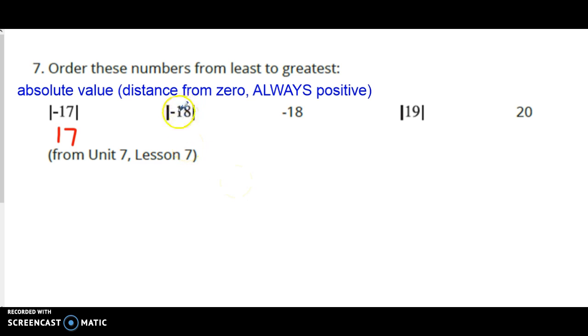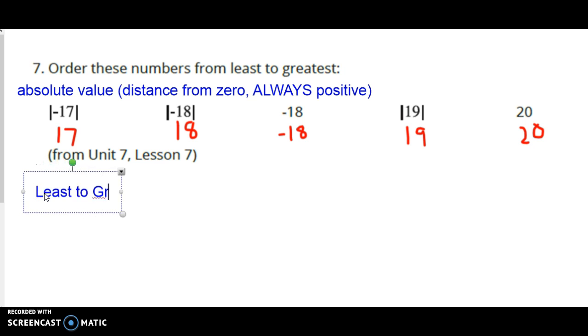All right, let's review. Negative 18, absolute value symbol is around it, so I know that it is 18 units away from 0. This third number, I don't see those absolute value bars, so this is going to remain negative 18. Fourth one, absolute value of positive 19 is still positive 19 units from 0. And then I have positive 20. So now I'm only considering my numbers in red. I'm not looking at my numbers in black, and I'm ordering them from least to greatest.